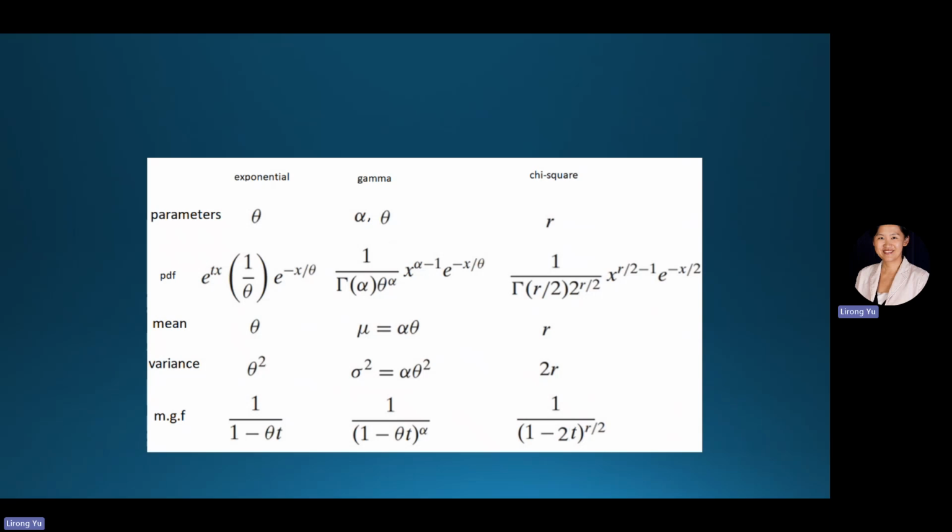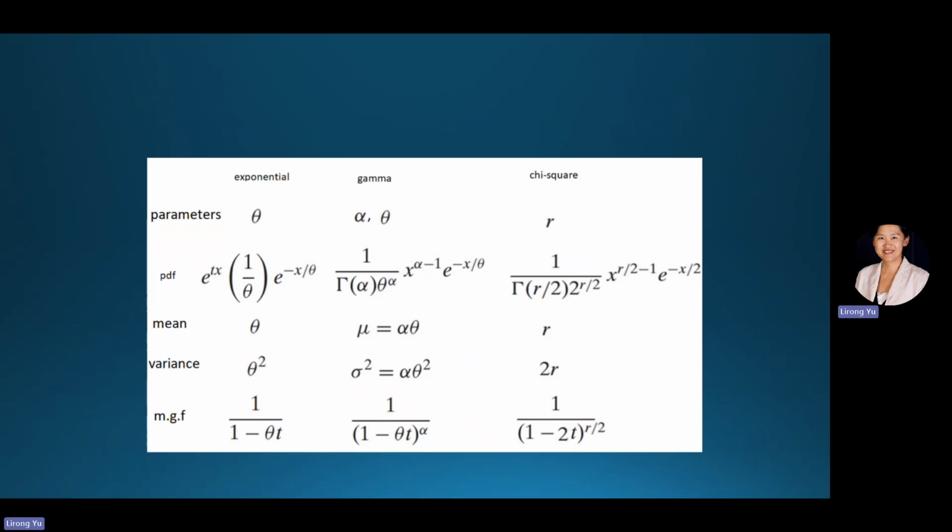So we're going to compare them so we have a collective view of what's going on. I have three columns: exponential distribution, gamma distribution, and chi-square distribution. For number one, we want to know what kind of parameter. The exponential distribution has only one parameter, the average waiting time. The gamma distribution has two parameters: the average waiting time, and how many events you are waiting for. The chi-square distribution has the parameter r, the number of events currently waiting for.